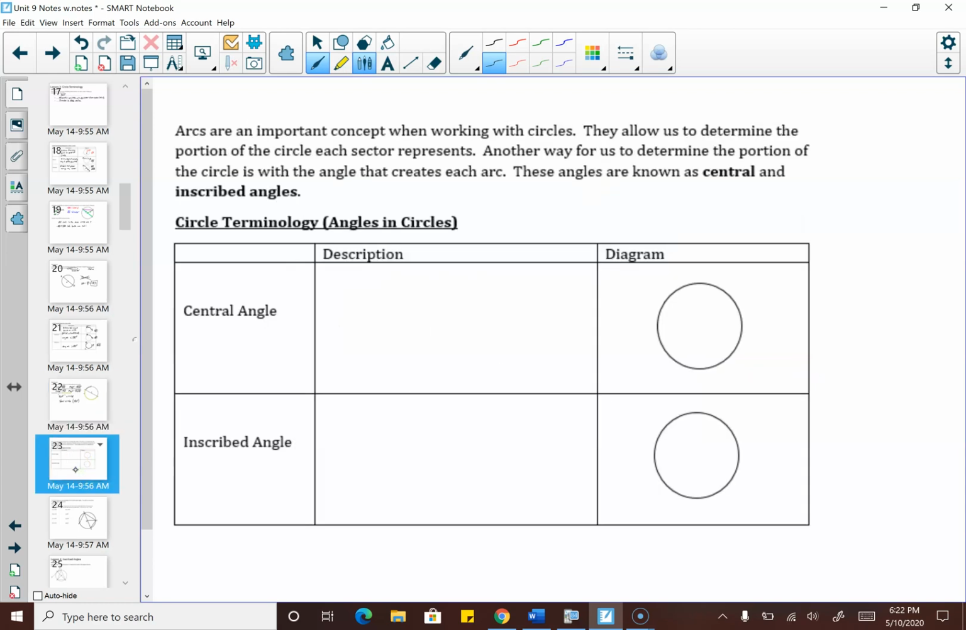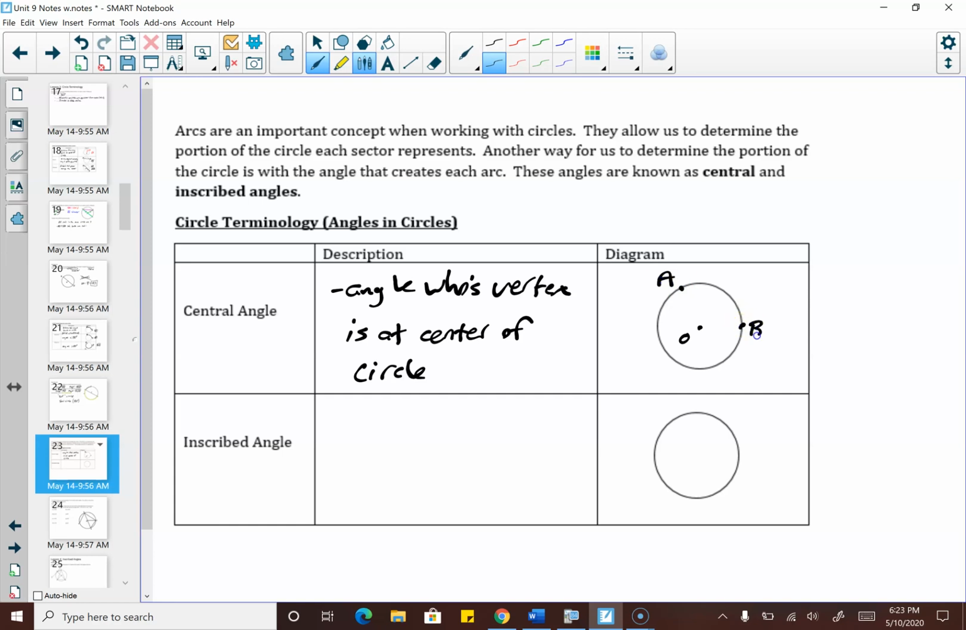So a little bit more vocabulary here. Arcs are important concepts when working with circles. They allow us to determine the portion of the circle that each sector represents. Another way for us to determine the portion of a circle is with the angles that create the arcs. There are two simple types: the central angle and an inscribed angle. A central angle is exactly what it sounds like. It's an angle whose vertex is at the center of the circle. So again, I'm going to put in the letter O here.